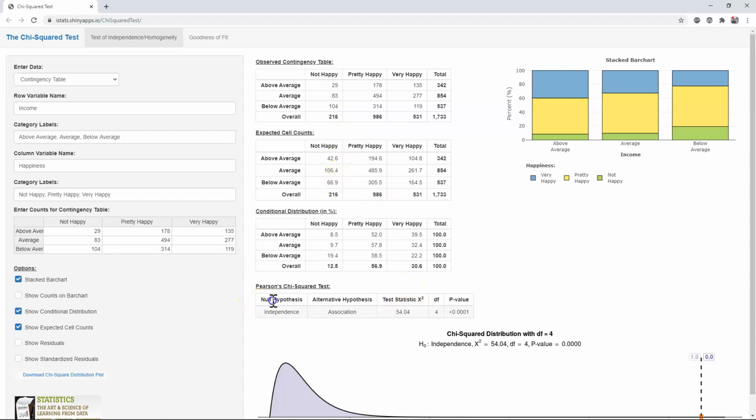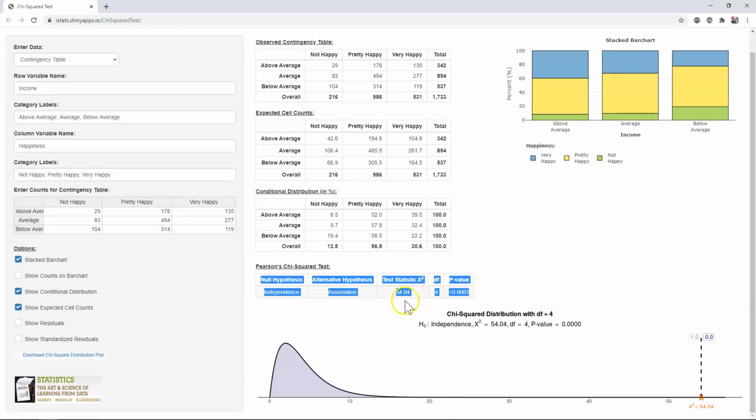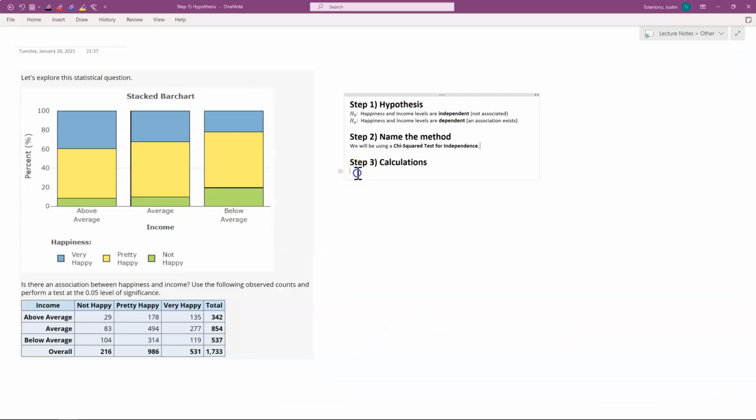But let's take our null and alternative hypotheses with the test statistic and p-value. As we see, we're assuming independence. We're trying to find evidence of an association. We got a pretty far test statistic, 54.04. You can see in the graph, it's all the way over here on the right, which results in a p-value that's essentially zero, less than 0.001. So those are the results we want to take.